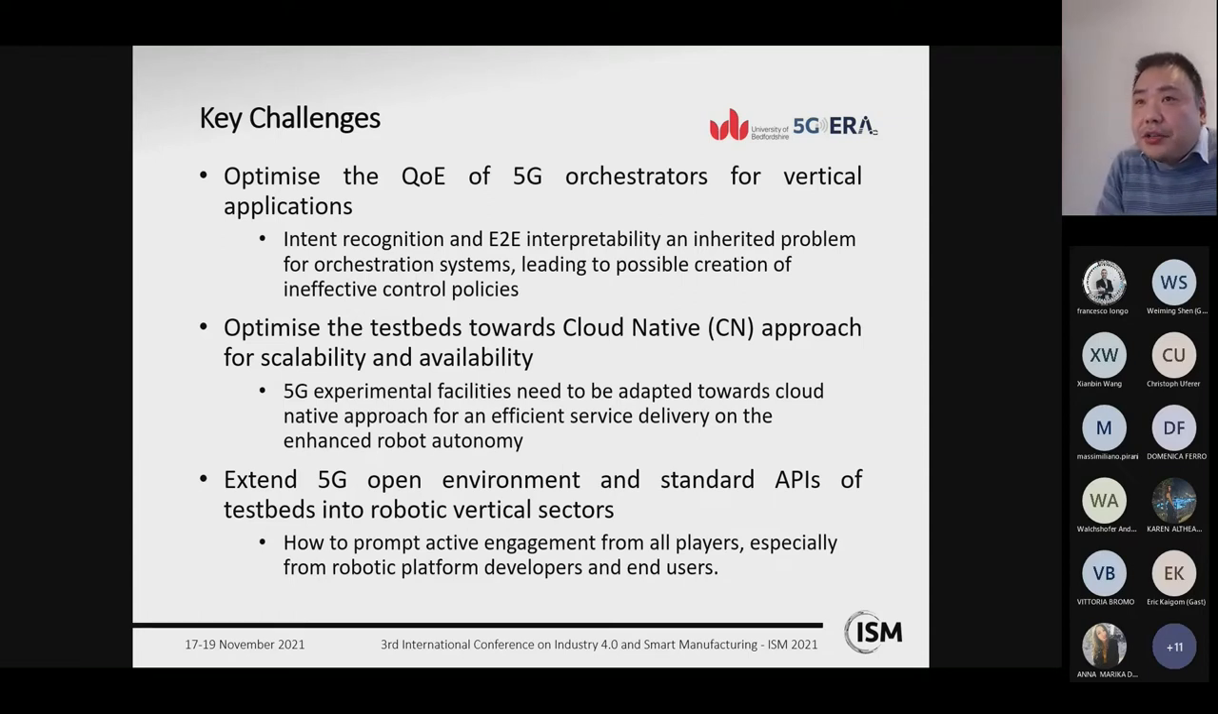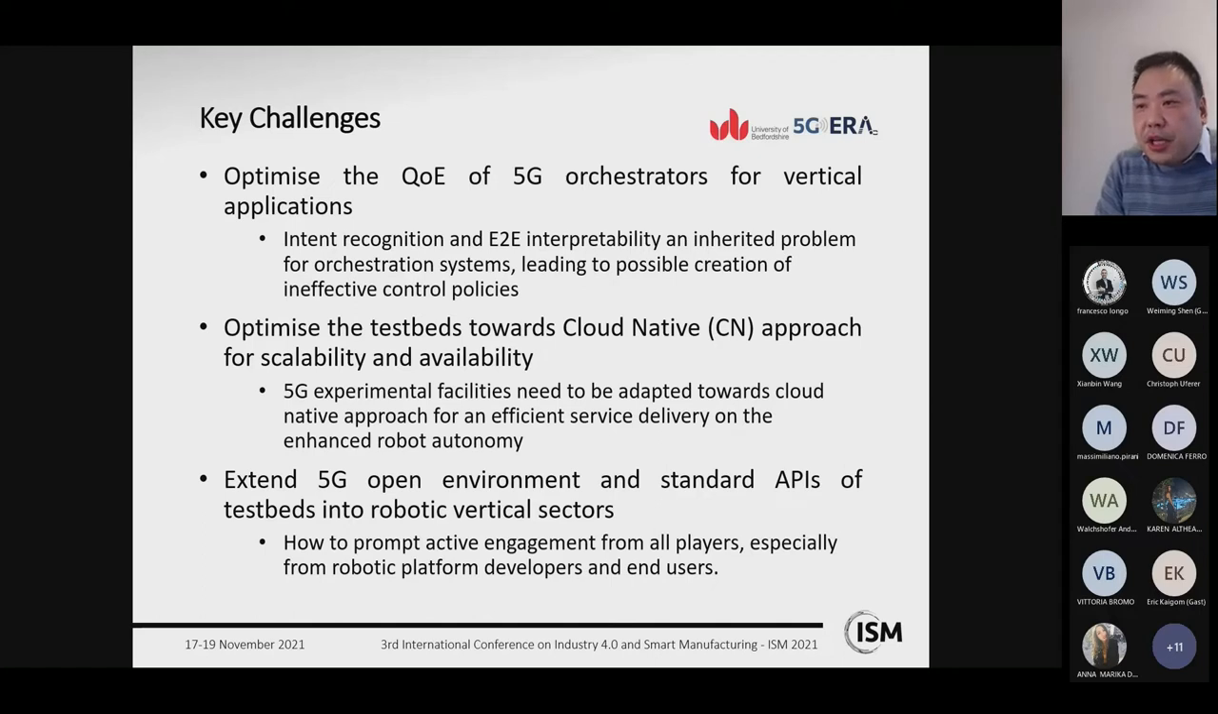And that one is called optimizing the quality of experience for 5G orchestrator. And our practice is on building intent recognition and E2E interpretation specifically for the autonomous robot.